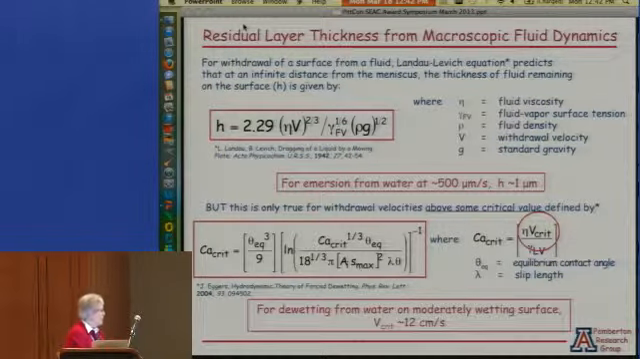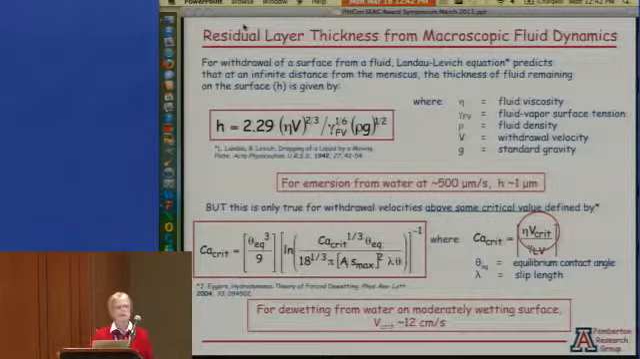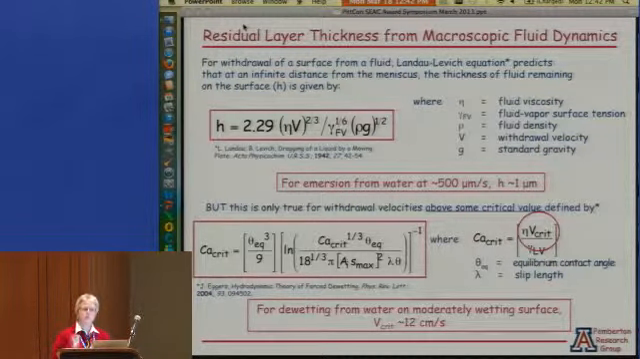And so the take-home message here is that for dewetting, as we now call it, because this is the process of forced dewetting, which is much more descriptive than immersion, for water on a moderately wetting surface like silver, for example, this critical velocity is 12 centimeters per second, and we're going at hundreds of microns per second, which is well below that. Okay? So that finally gave us evidence that we were not operating in a hydrodynamic regime, and that hydrodynamics was not going to be able to explain the thicknesses that we observed.